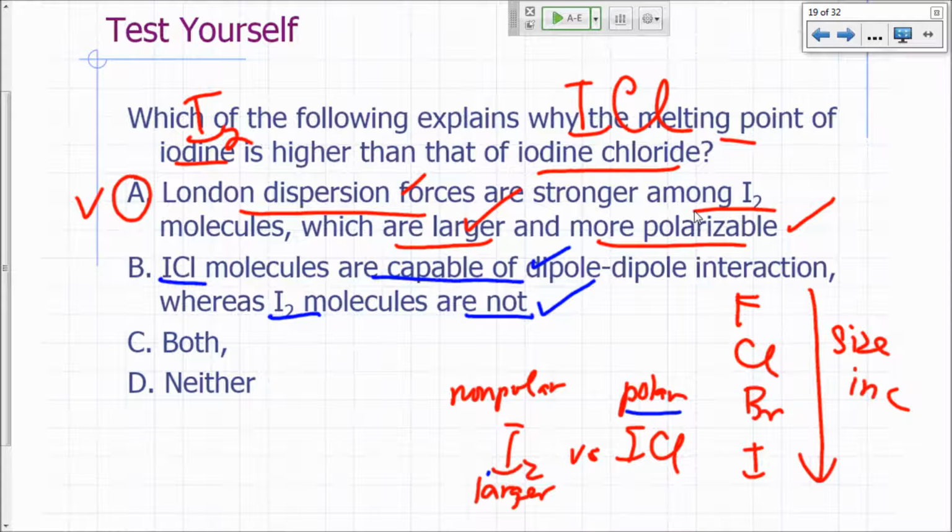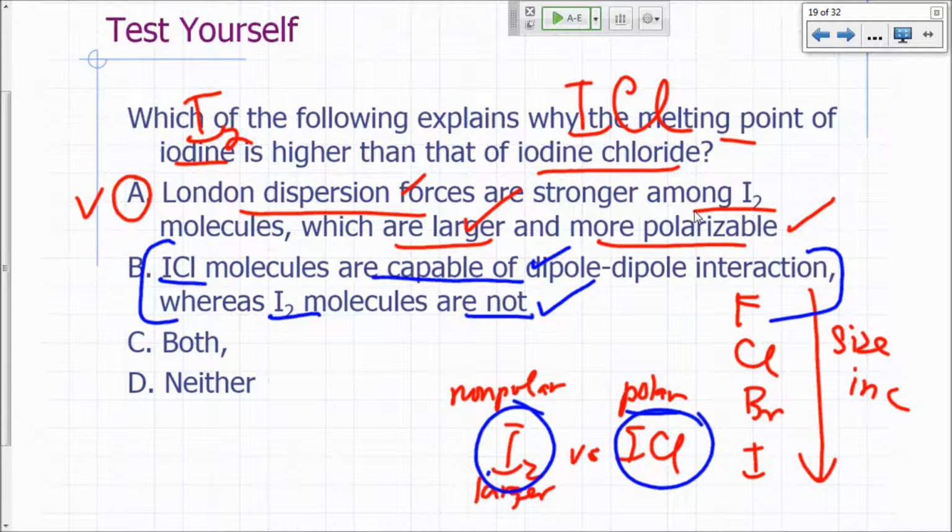Statement B is true, but does it explain why the melting point of iodine is higher? So if ICl is polar and I2 is non-polar, if you're just basing your explanation on polarity, what would you predict? The polar molecule you would predict would have stronger forces of attraction, right? And if they have stronger forces of attraction, you'd expect them to have a higher melting point. So the polarity cannot explain the melting point.